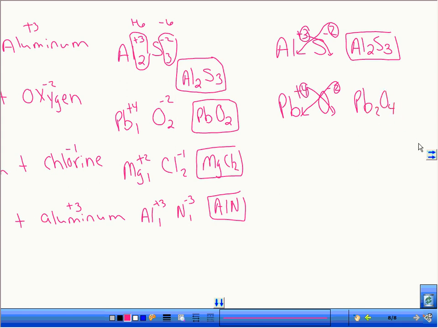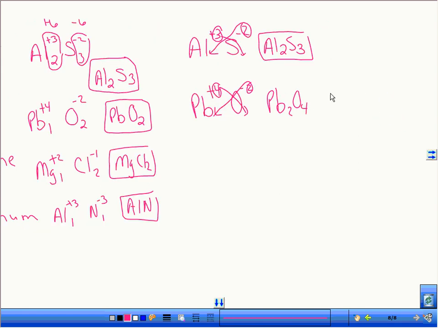Pb2O4. Well, this is a 2 and a 4, and guess what's going to happen here? They actually reduce. 2/4 is 1/2. So this is not right. This is actually correct. So if you like this method, it's swap, drop, and reduce. Okay, this one here, if you'll notice, same thing.